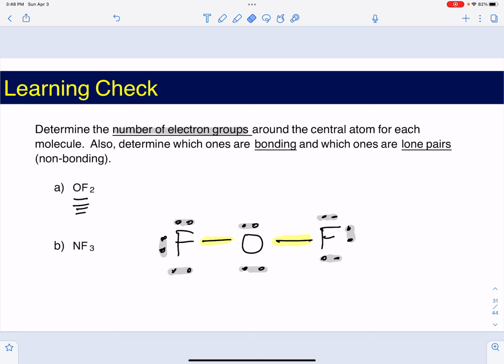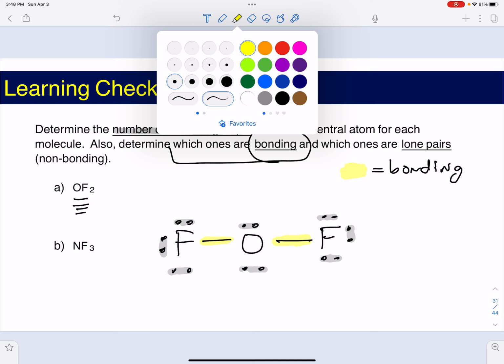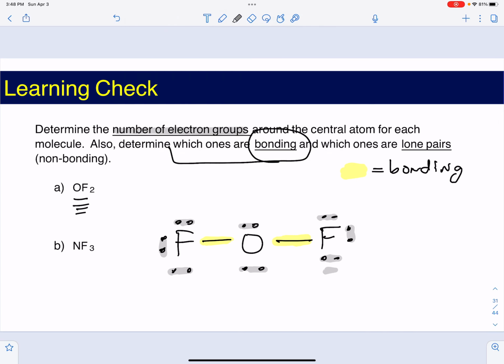In what sense? Determine which ones are bonding electrons. So the only ones that are bonding are going to be those two. Those are the ones that are bonding 2 elements. So the yellow ones are going to be my bonding, and anything that is not bonding will have to be my lone pairs.